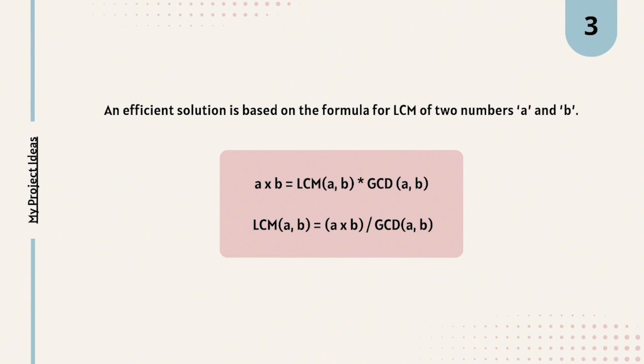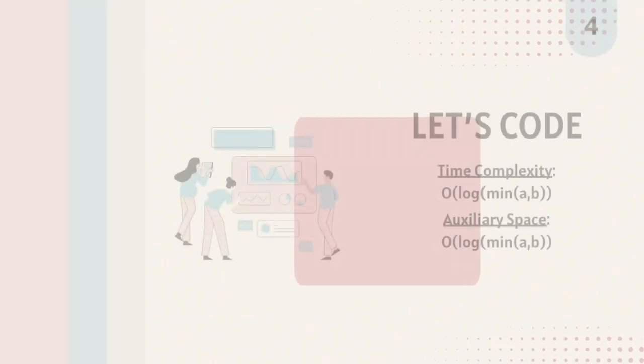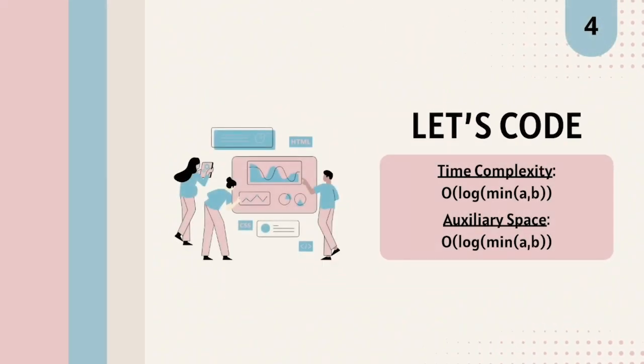So how do you find out the LCM? Just divide A into B by the GCD of numbers A and B. So LCM of A and B is A into B by GCD of A and B. We will be soon seeing the actual coding of the efficient algorithm. The time complexity of the efficient algorithm is big O of log of minimum of A and B, and auxiliary space is also the same.